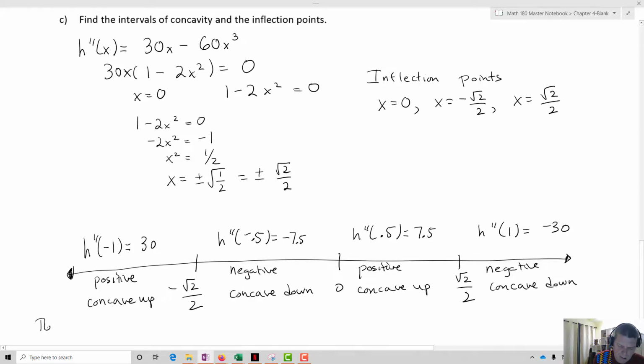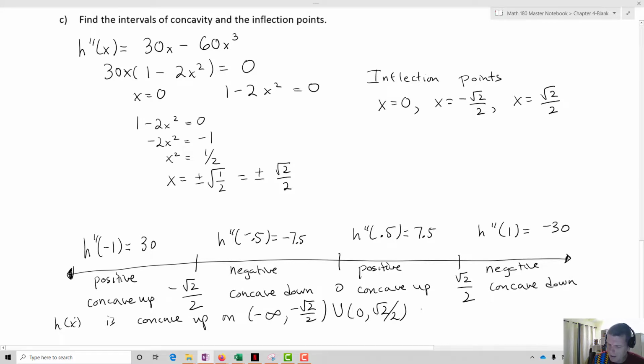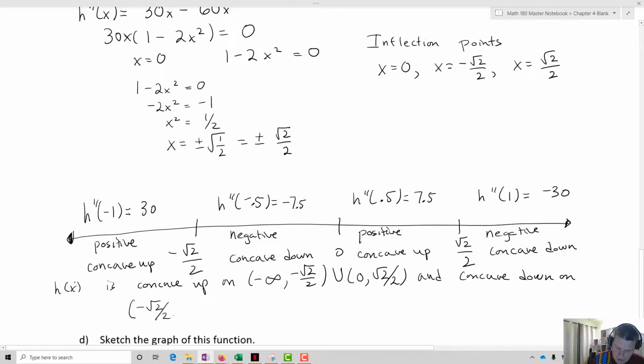This means the function, well, let's call it h of x, is concave up on negative infinity to negative root 2 over 2. Notice again, I'm not going to include root 2 over 2. Union 0 to root 2 over 2. And concave down on negative root 2 over 2 to 0, union root 2 over 2 to infinity. Okay? So now all this information, kind of put it over to the side so that we can use it, because now what we're going to do is we're going to do some graphing.